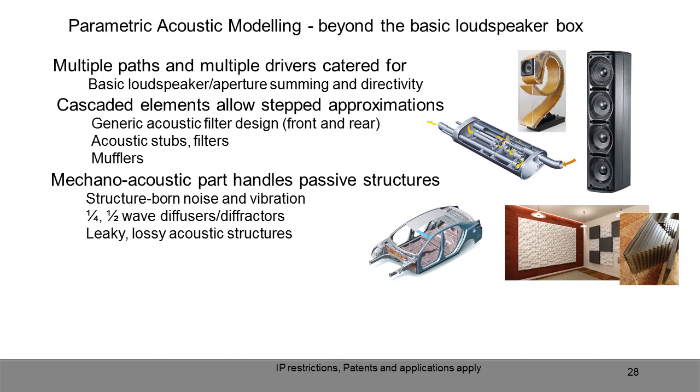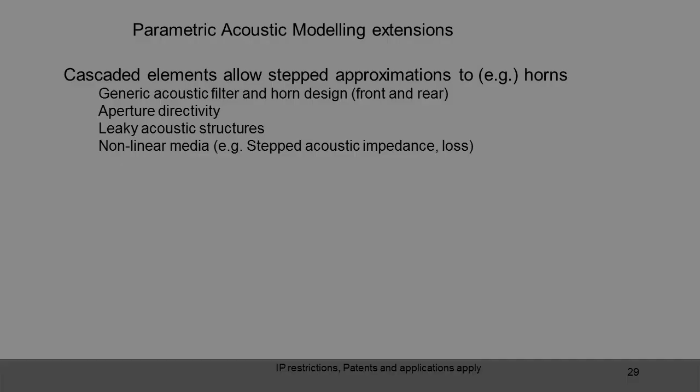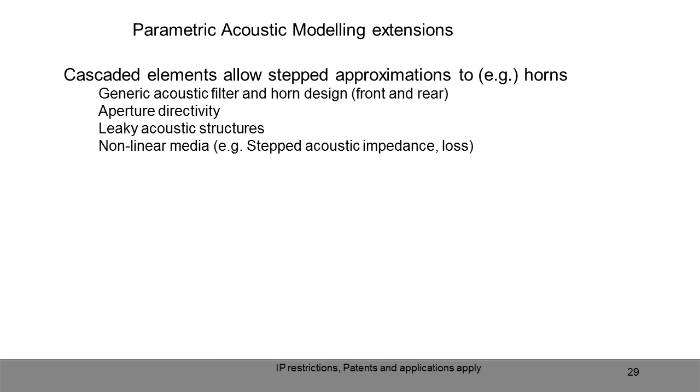We could make new acoustic diffusers to transmit and diffuse energy. We could go into nonlinear media. Because we can step cascaded impedances, we can change the parameters of the material as we go. We can actually make nonlinear structures and linearize them. We could make approximations to horns because we could have the stepped area changing as it went. We could have reentrant horns, all that sort of stuff. We could have leaky structures.